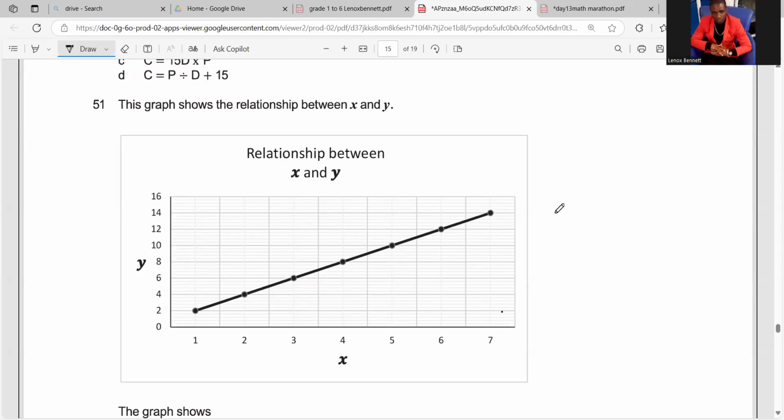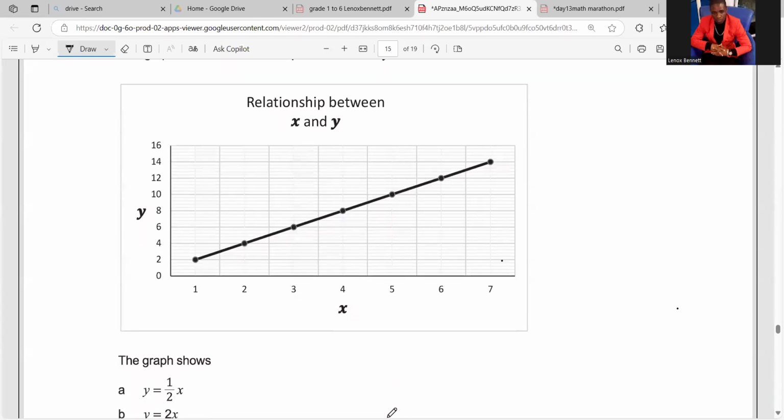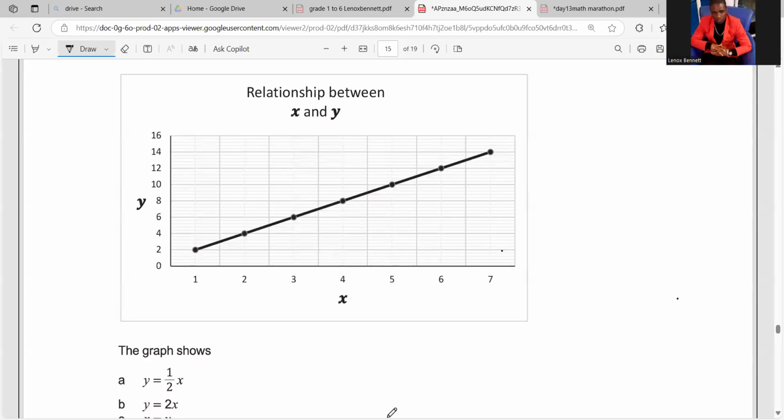Guys, let me try it. The graph shows, is it y equals half x? So you're going to look at the relationship. Is it y equals 2x? I'm going to show you the other options as well. Let me just let in these first.